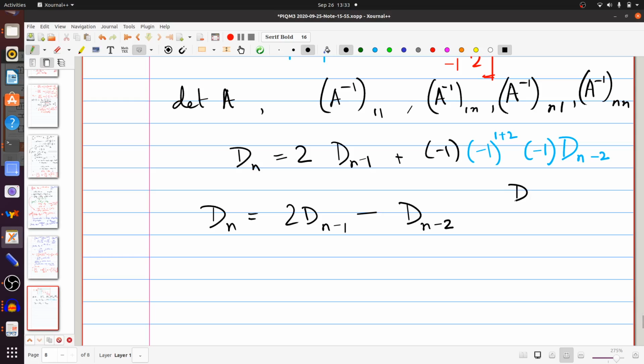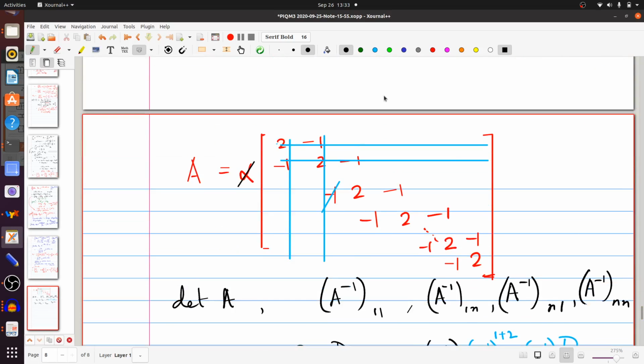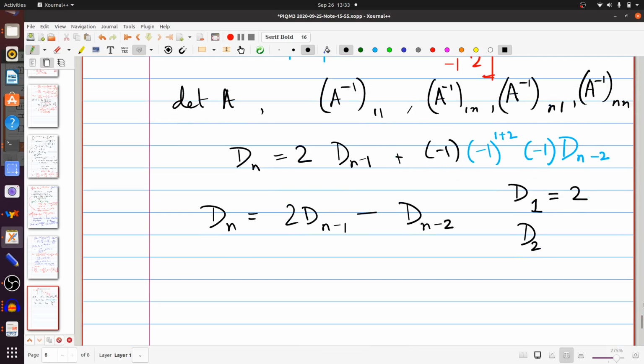And we already know some values of dn. For example, with n equals 1, there's only one term, that's the 2 in the diagonal. So d1 is of course 2. d2 can be easily calculated. d2 would be the determinant of this matrix, and that would definitely be simply 2 into 2 minus 1 into minus 1 into minus 1, that's 3.